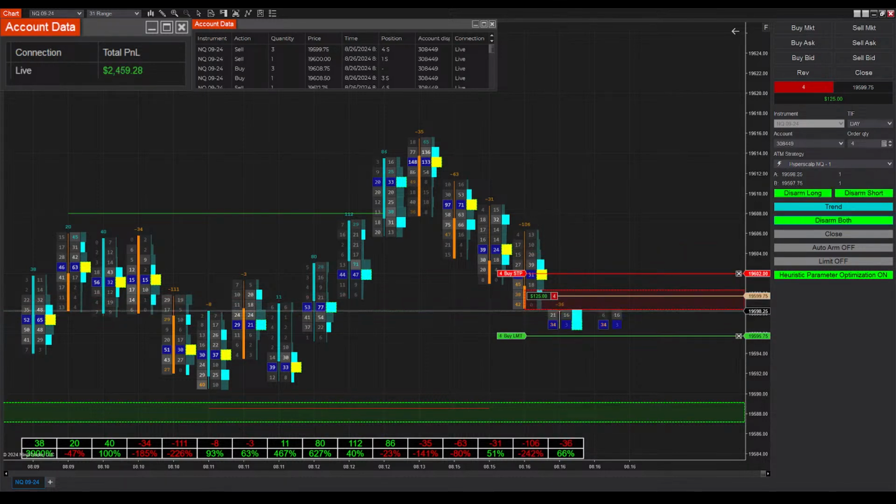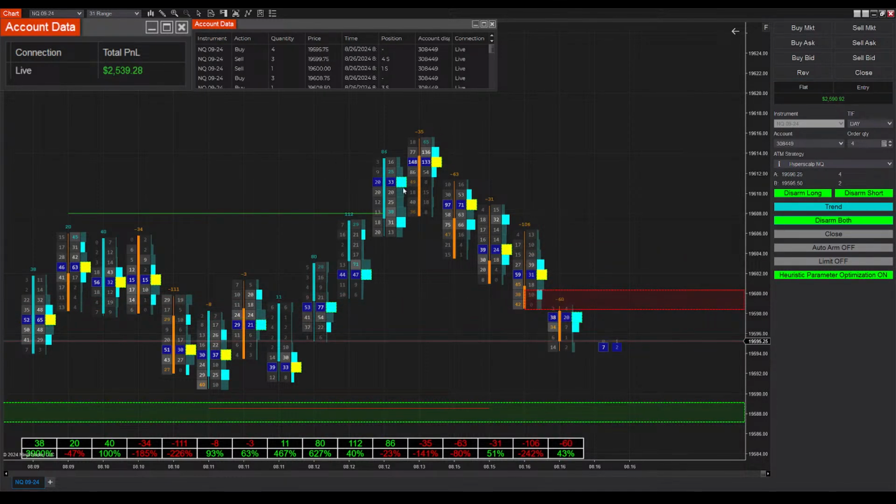Just got filled into a short position here. You can see very clearly, very obvious trend mode selection at this point.